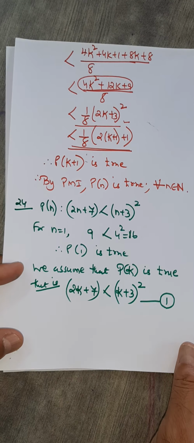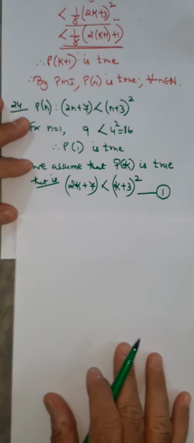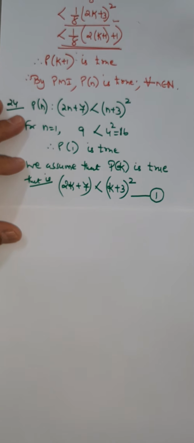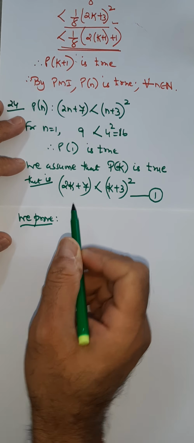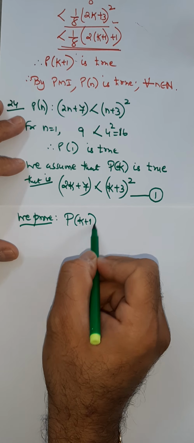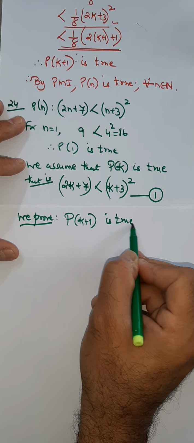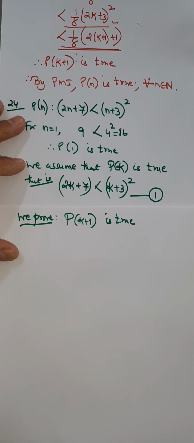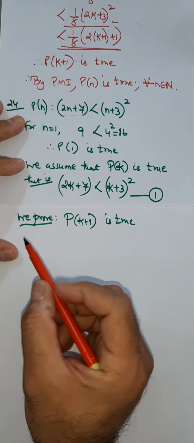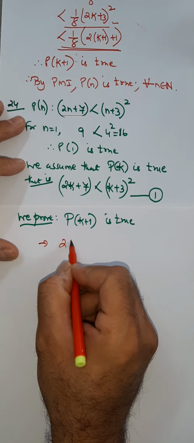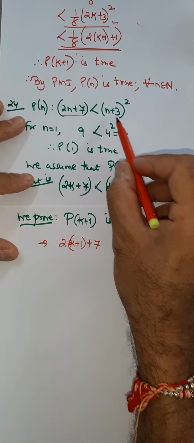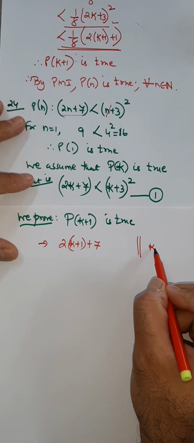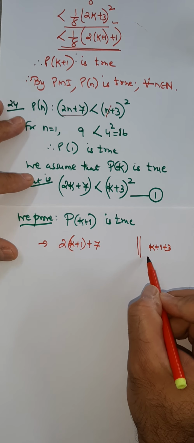Now we go for proof of k plus 1. So let's prove that. So let me write here. We prove that P of k plus 1 is true. This is what we want to prove. So on the LHS, I'll just take, instead of n, k plus 1. Let me start with this here. 2 into k plus 1 plus 7. And here, instead of n, I must have k plus 1. So k plus 1 plus 3 whole square.